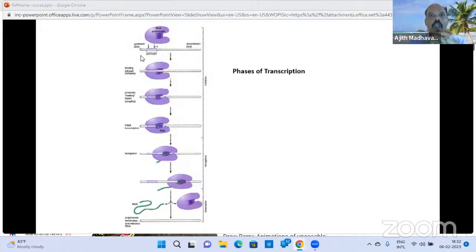Once it has identified the start point, the binding is called a closed complex. Why? Because the double-stranded DNA molecule has not opened up. Hence, since it is closed, you call it a closed complex. Then something happens to the polymerase. It applies some stress on the DNA molecule. The DNA opens up. The process is called an open complex.